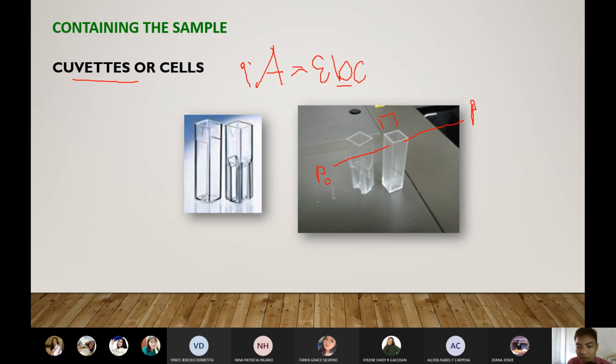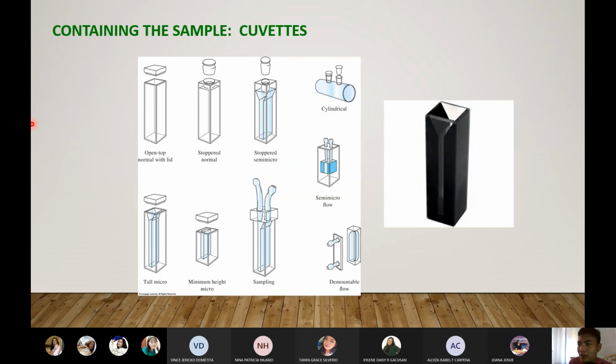The cuvette is where we put our samples. Typically, this is made of silica glass, which, as I said, is super expensive, around 60,000 pesos for one of these. So you really have to be careful when handling this. These are the different types of cuvette. But the common one is this one, the open top, which is what we often use.